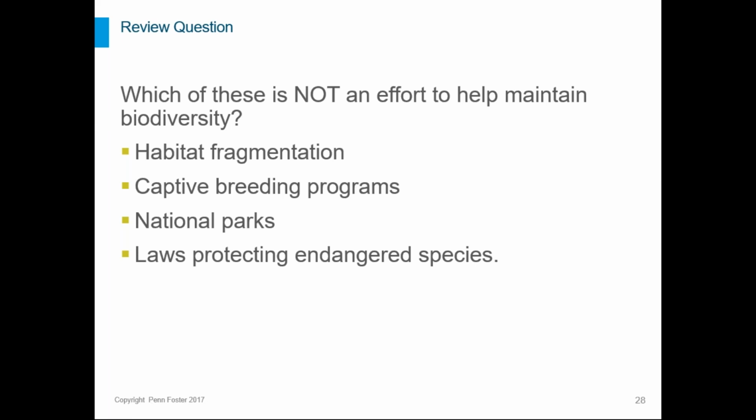Which of these is not an effort to help maintain biodiversity? Habitat fragmentation, captive breeding programs, national parks, or laws preventing endangered species? So I'll give you a few seconds just to think about it, decide what your answer is, and then we'll see together which is the correct answer.